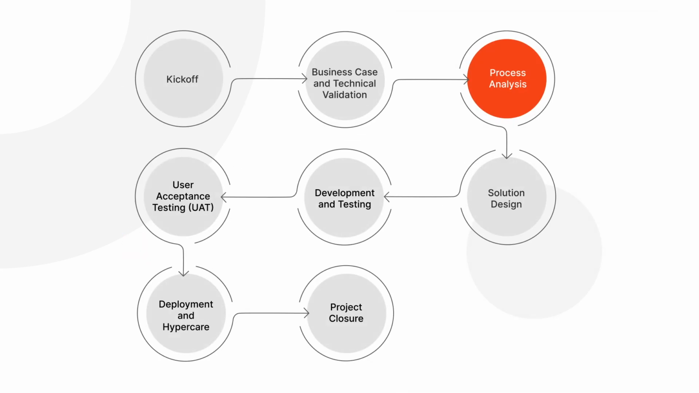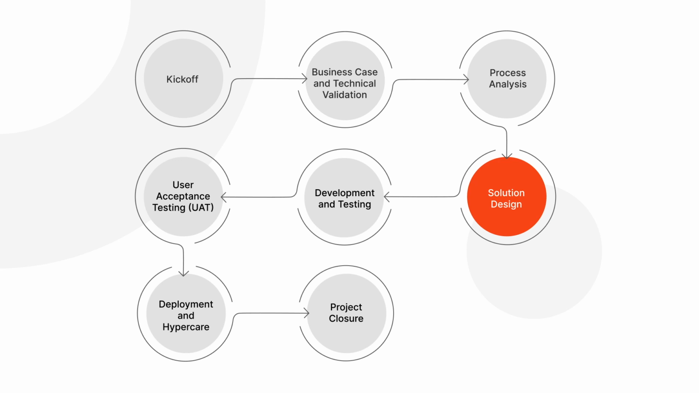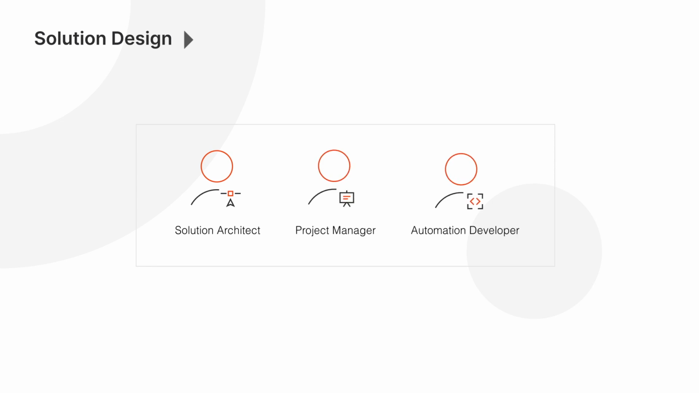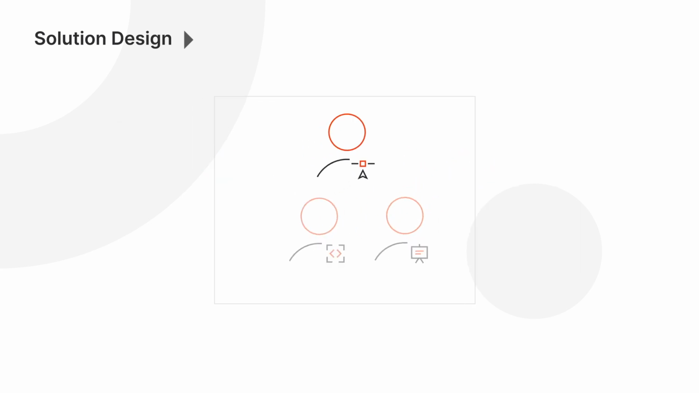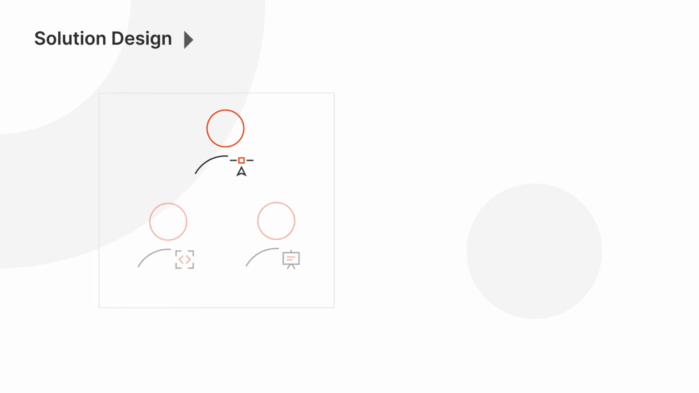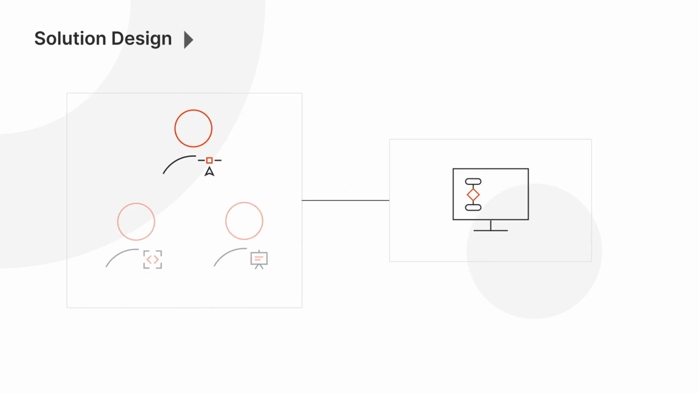Once the business requirements of a process are finalized, the solution design stage of the implementation process begins. The key role involved in this phase is the solution architect, taking help from the project manager and the automation developer. During this stage, the solution architect designs the future state flow and maps out the various modules to be developed to complete the automation.